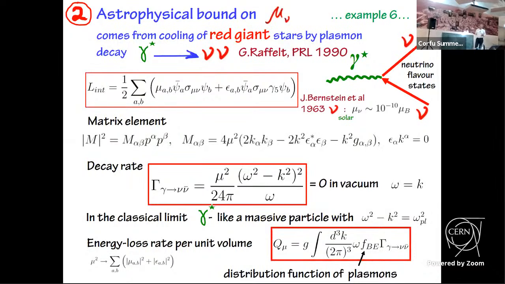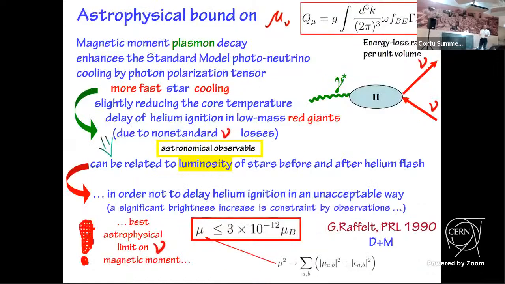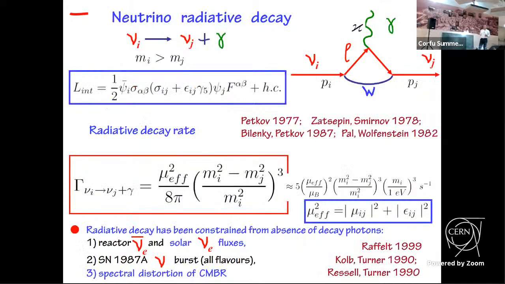The most stable and the most well appreciated bound from astrophysics on the effective neutrino magnetic moment comes from the plasma decay to a neutrino anti-neutrino pair, that can make the cooling rate faster. This is the bound often named the best astrophysical bound, 3 times 10 to minus 12 Bohr magnetons, obtained for the first time by Raffelt in 1990.